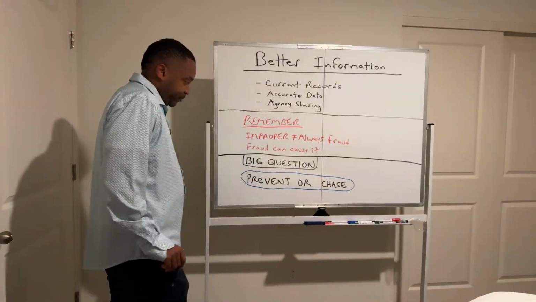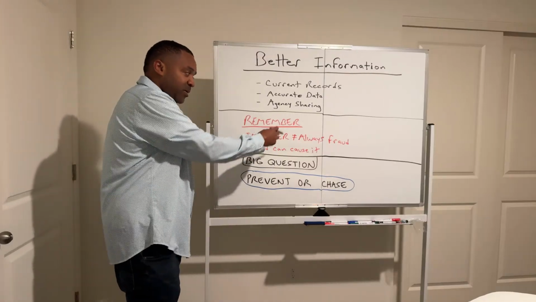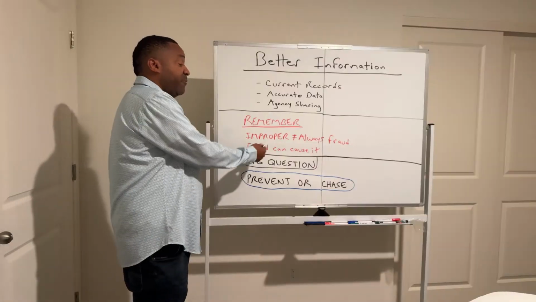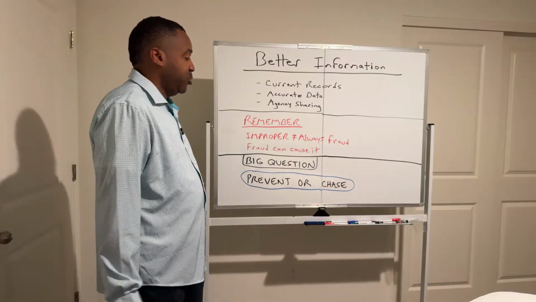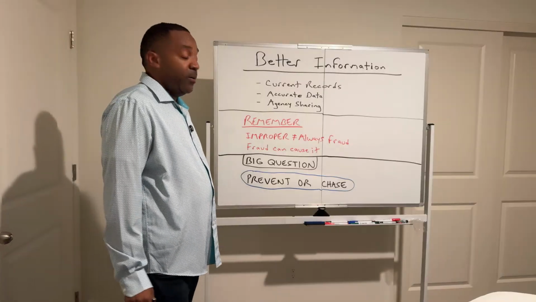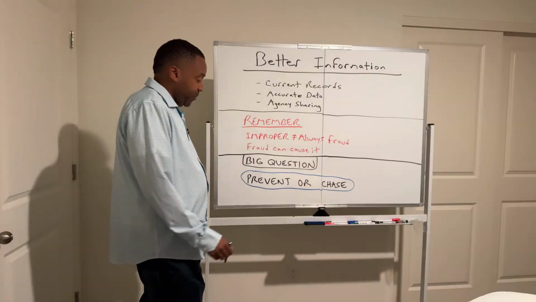And remember, improper doesn't always mean fraud, but fraud can cause improper payments. Certainly, knowingly providing false information can cause a benefit to be paid when it shouldn't be paid.